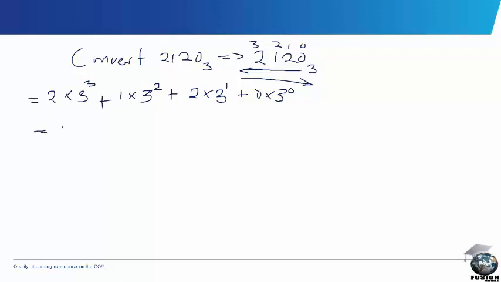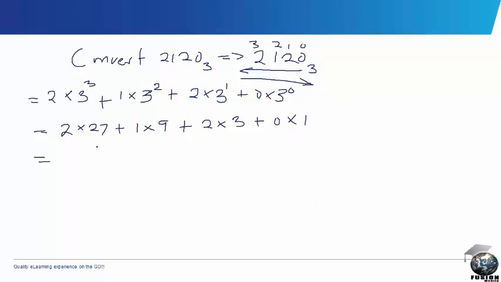Okay, the next line follows that you have 2 times 3 raised to the power 3 gives 27. All right, and then 3 raised to the power 2 gives 9, and then 3 raised to the power 1 gives 3, and then 3 raised to the power 0 is 1, like we've emphasized previously.